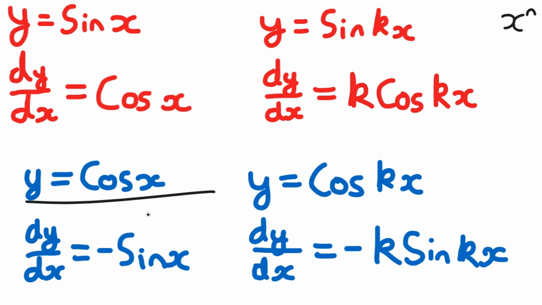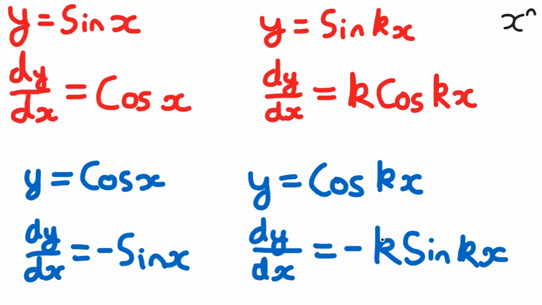And if y is equal to cos of x, then dy over dx is equal to minus sin of x. And along the same lines, if y is equal to cos of kx, then dy over dx is equal to minus k sin of kx. So if you have a number here, then it basically becomes the coefficient here.